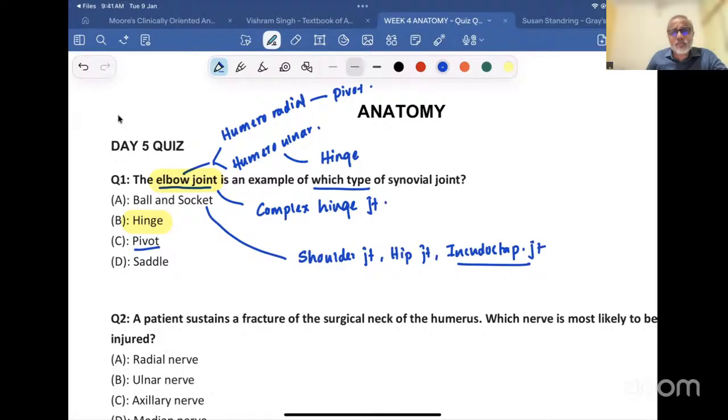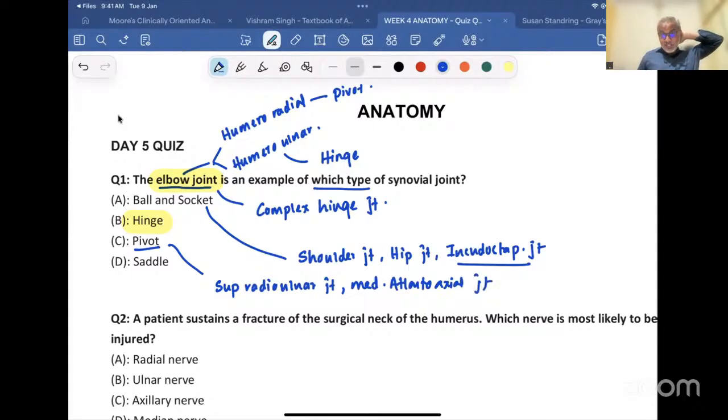What about pivot joint? The best example for pivot joint is superior radioulnar joint. Okay, so we have the superior radioulnar joint, we have the median atlanto-axial joint, right? The joint between the first cervical vertebra and the second cervical vertebra, which helps in doing this movement. What is it? The movement of no. So we also refer to it as the joint of no. Done. So this is an example for the pivot joint.